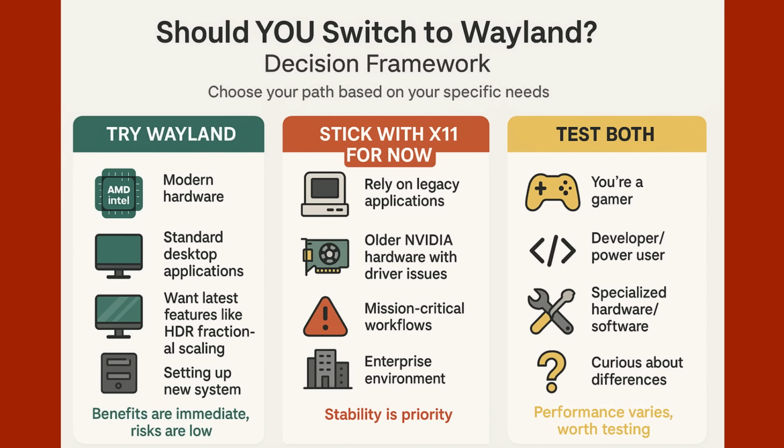Fourth, test all your critical applications. Check that they start, function correctly, and perform well. Use xlsclients and xeyes to see what's using XWayland. Fifth, evaluate performance. If you're a gamer, test your games. If you do creative work, test your creative applications. Compare both subjective feel and objective measurements. Finally, document your experience. What works better? What works worse? What would you need to change in your workflow? This documentation will help you make an informed decision.